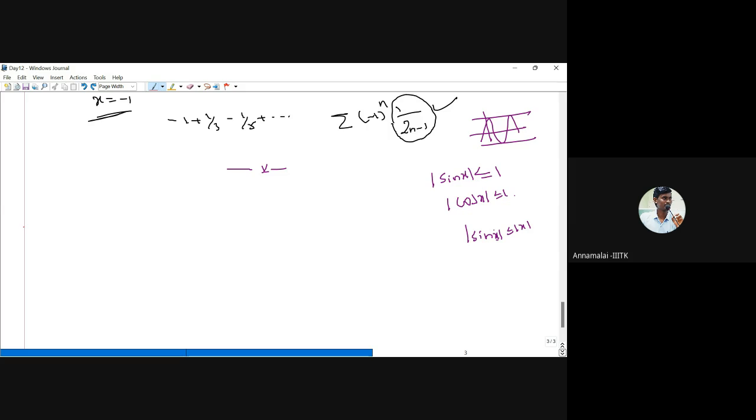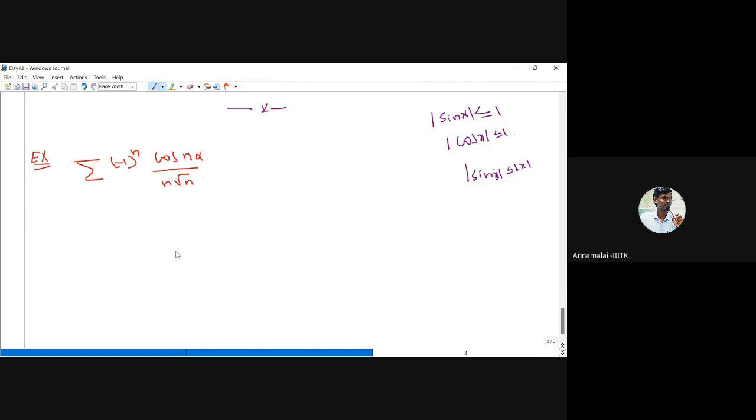Test absolute convergence and then convergence of the series. Suppose we consider the series -1 power n into cos of n alpha by n into square root of n. First you have to check absolute convergence. If it is absolutely convergent, we know the theorem, it is convergent, right? So if we take modulus, then the minus cancels, we get modulus of un. Modulus of un is nothing but modulus of this entire thing, and there is no need to write this -1 power n because it is always positive.